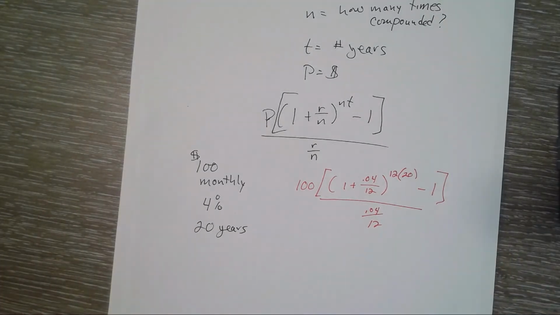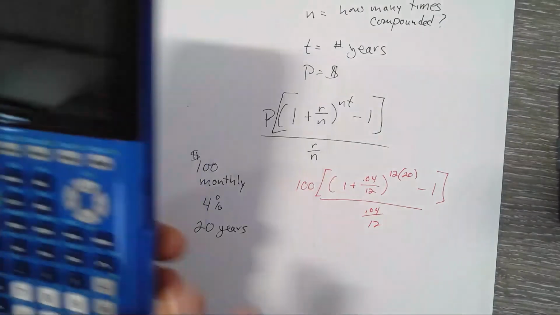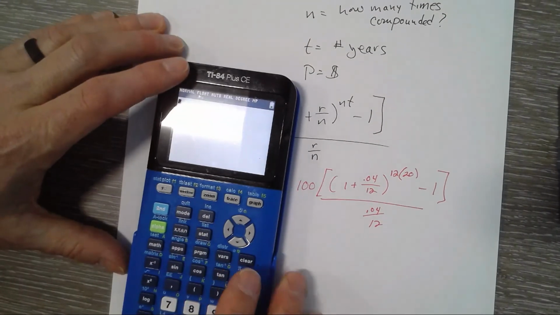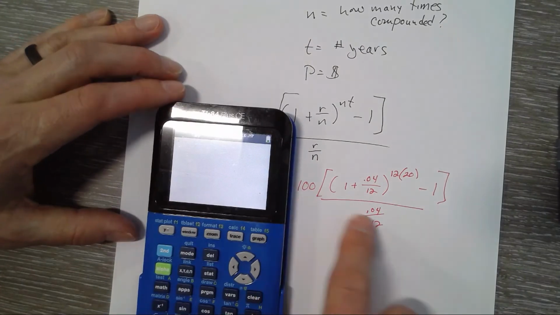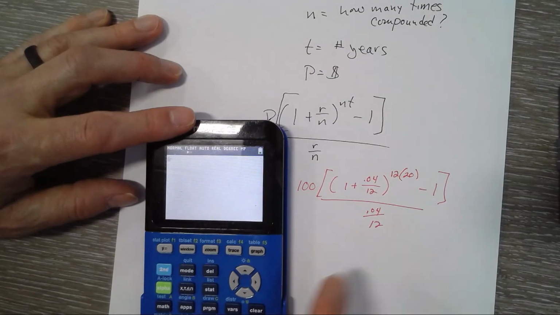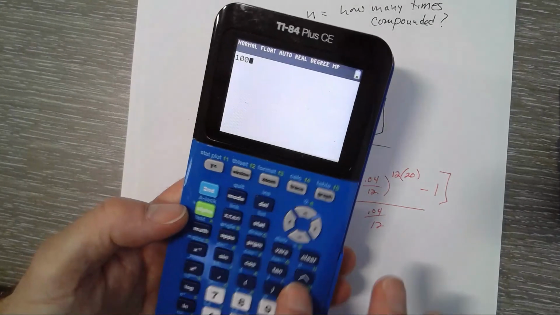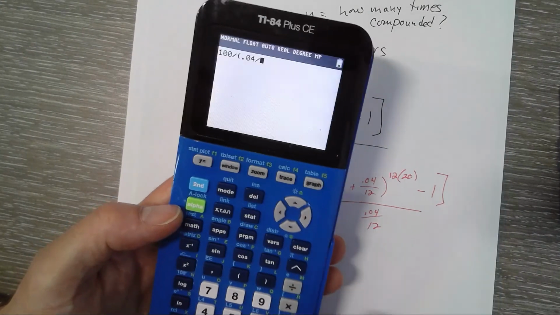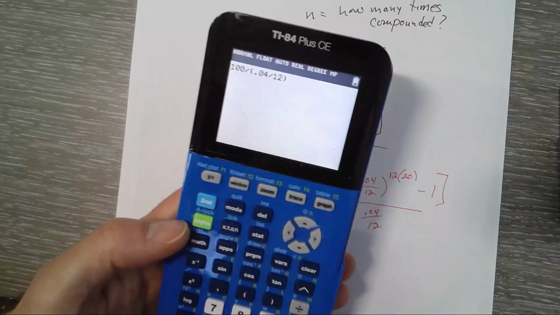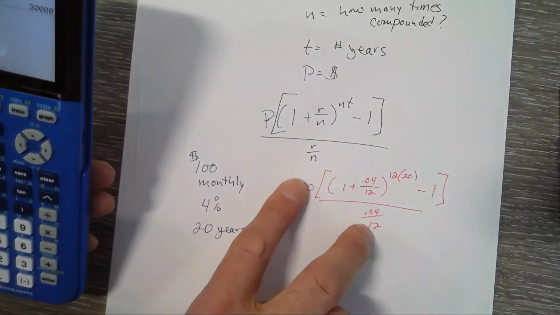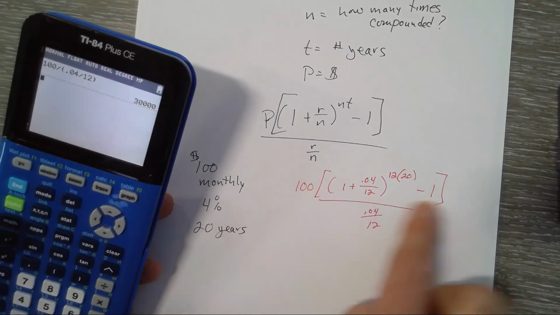The other half, like I said, is trying to figure out what that answer is going to be by using our calculators. So I think what I would do is I'd take the 100 divided by 0.04 divided by 12. Do that right away. Okay, so we got 30,000 to work with, and now 30,000 times all of that stuff.